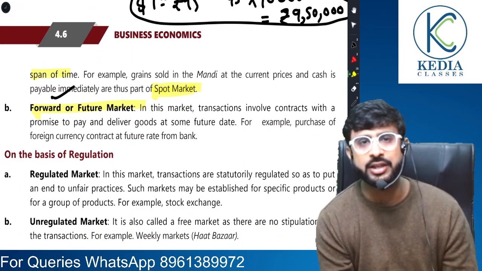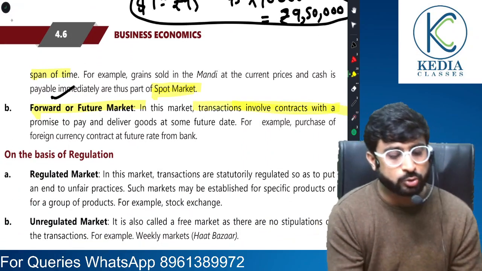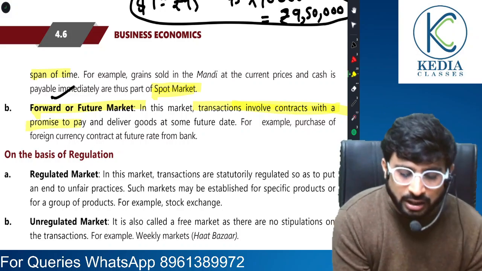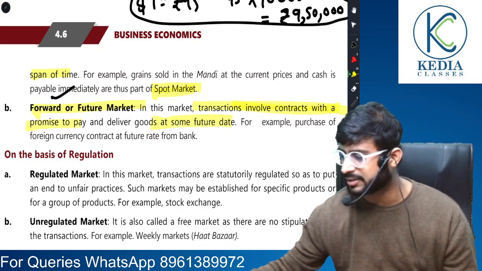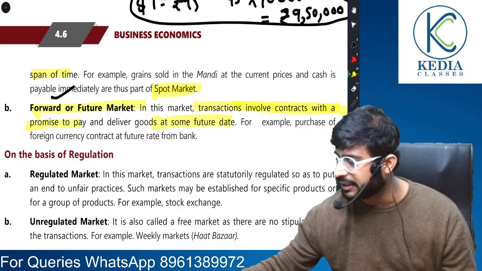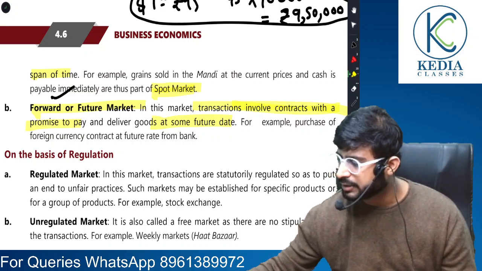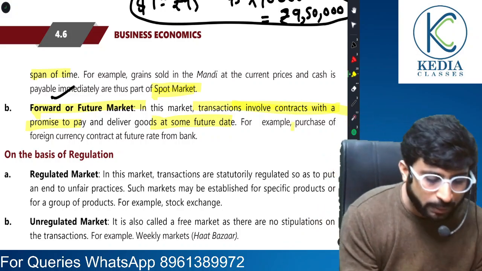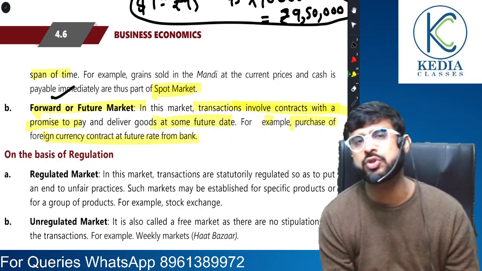Let's read it out. In this market, transactions involve contracts with a promise to pay and deliver goods at some future date. Just the example I cited above, right? Yes sir, we do agree. For example, purchase of foreign currency contract at a future date from a bank.